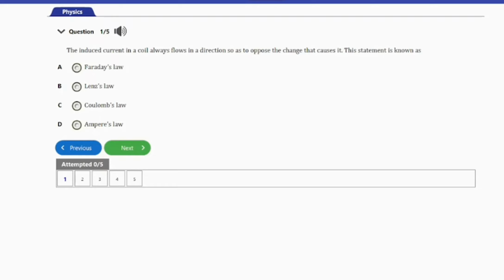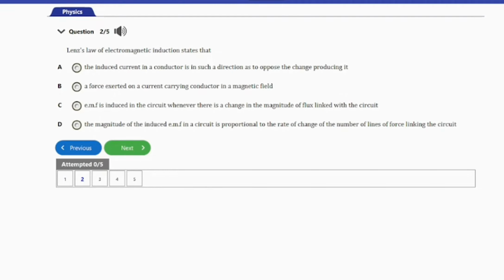It says, the induced current in a coil always flows in a direction so as to oppose the change that causes it. This statement is known as A. Faraday's law, B. Lenz's law, C. Coulomb's law, D. Ampere's law. So guys, the answer to this question is option B, and that's Lenz's law. Let's go ahead and consider the next question. That's question number 2.